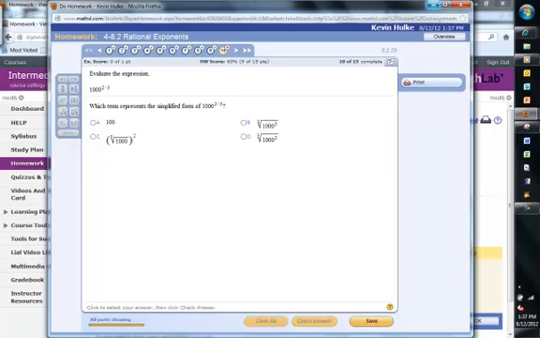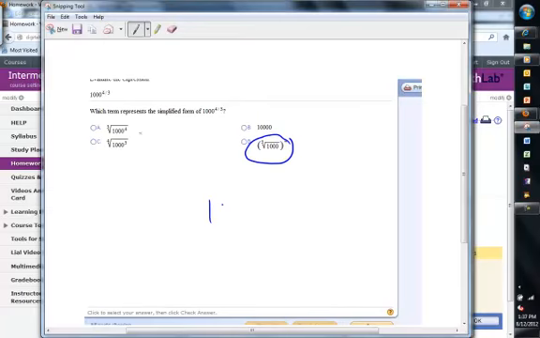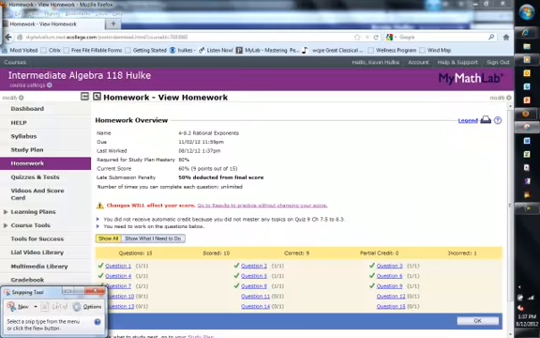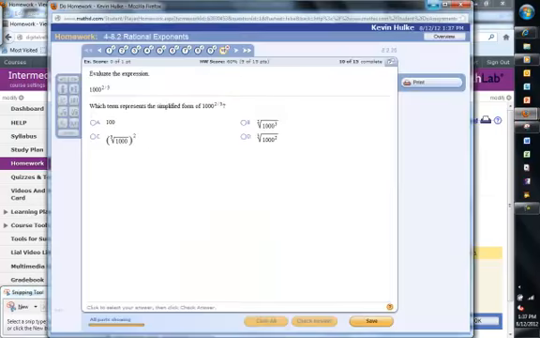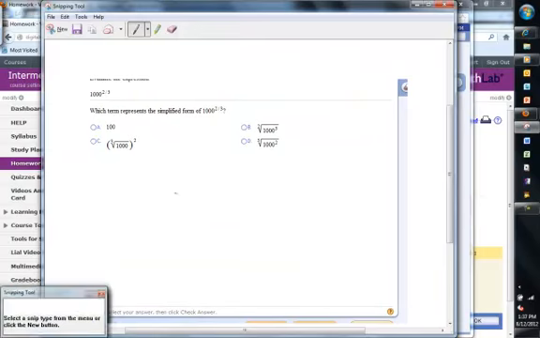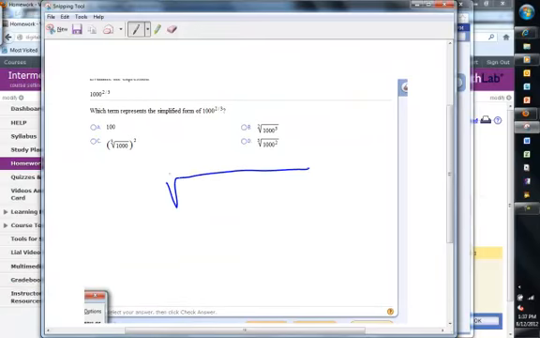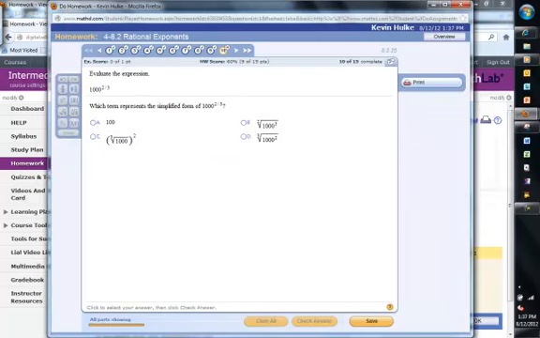1,000 to the 2/3. So this is the cube root of 1,000 squared. Well, the cube root of 1,000 is 10. 10 squared is 100.